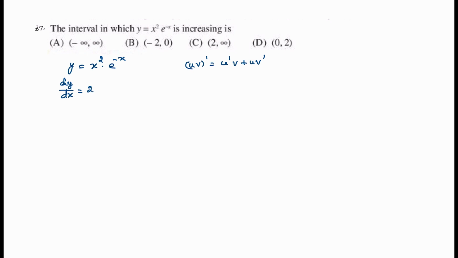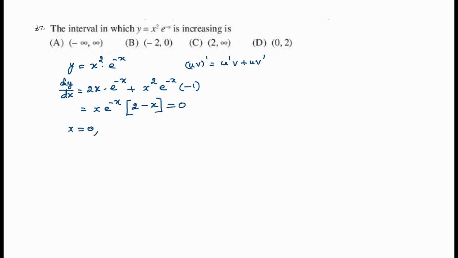Derivative of x square is 2x times v, which is e raised to minus x, plus u, which is x square, times v dash. V dash is e to the power minus x differentiated first, then the power minus x has to be differentiated, which is minus 1. We have x e power minus x common. We get 2 from the first term and minus x from the second term. We will equate this derivative to 0.